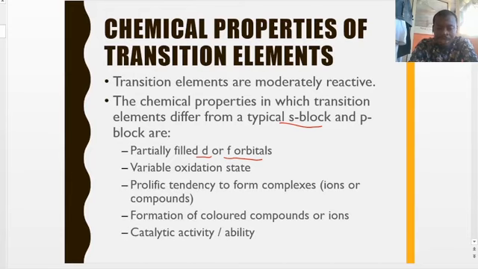Also, transition metals generally undergo variable oxidation states, so that's another beautiful chemical property. They have a prolific tendency to form complexes, either complex ions or complex compounds, formation of colored compounds or ions, and finally catalytic activities or properties. These are the aspects we want to examine in detail today.